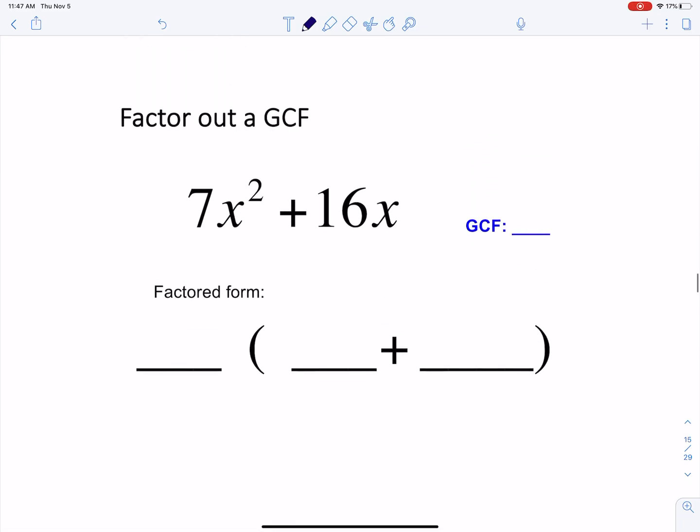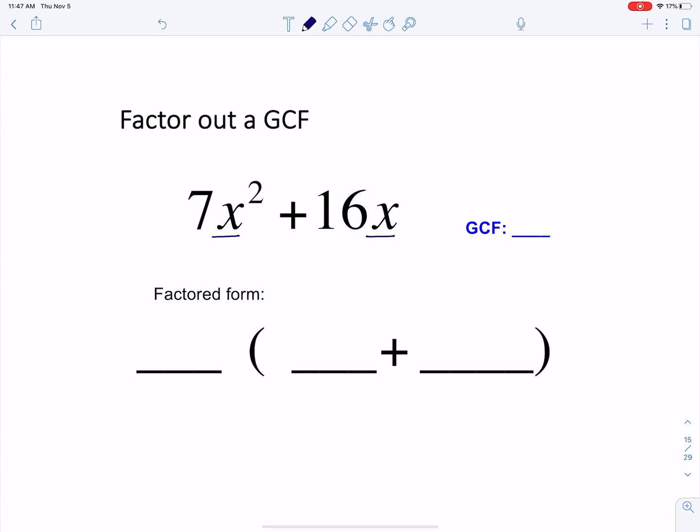All right, let's try this one here. GCF, check the numbers first. 7 and 16 don't have anything in common, so moving to my variable. So x squared and x have a common x. So our GCF for this is simply x. Again, you write your GCF here on the outside. And then you have to say, okay, x times what would get me 7x squared? That's going to be 7x. x times what gets me 16x? That's going to be 16. And then you do that mental check to make sure that it works out.